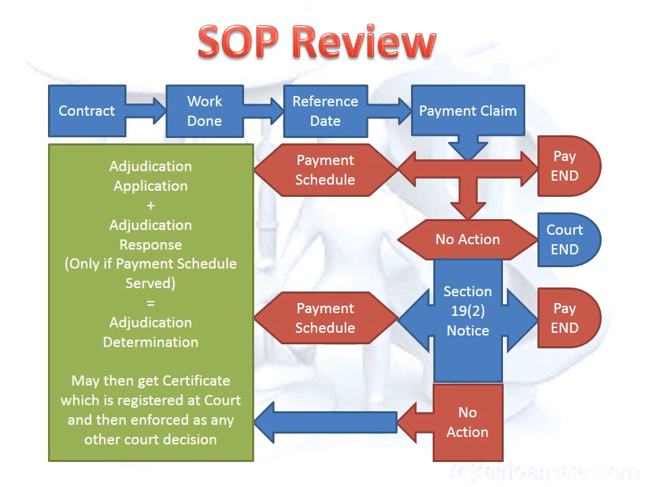The adjudicator has 10 business days from receipt of the adjudication response or the date the response would have been due to make the determination. The adjudicator makes the determination and the client has 5 business days to pay according to the decision. If the client fails to pay the claimant, then the claimant may get an adjudication certificate from the nominating authority and register the certificate with the court as a judgment debt.